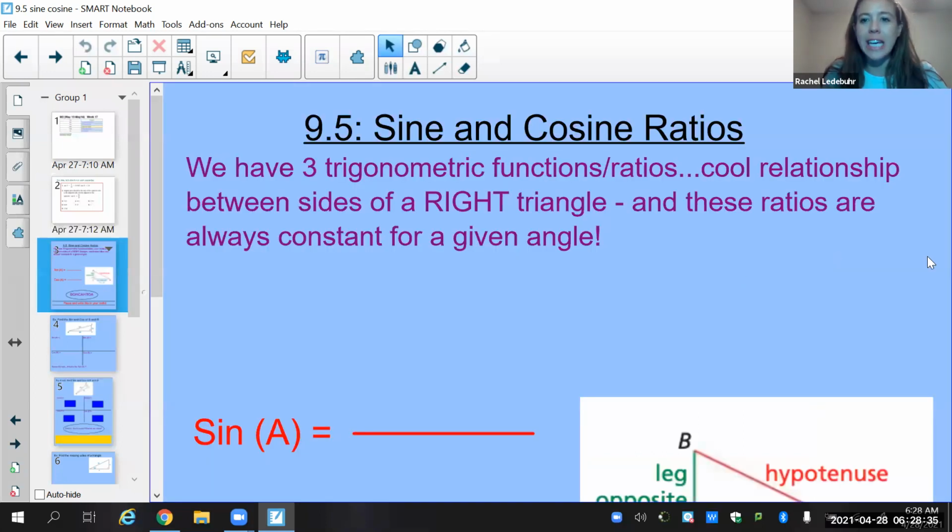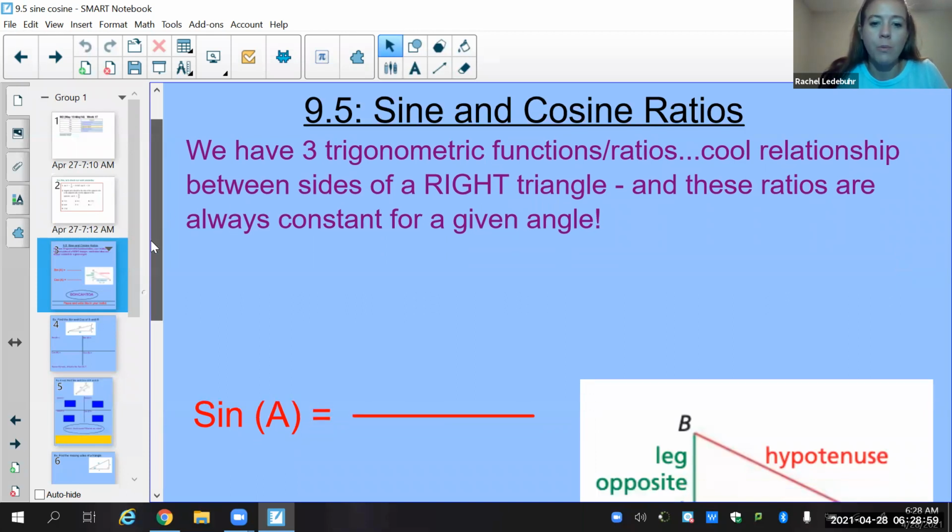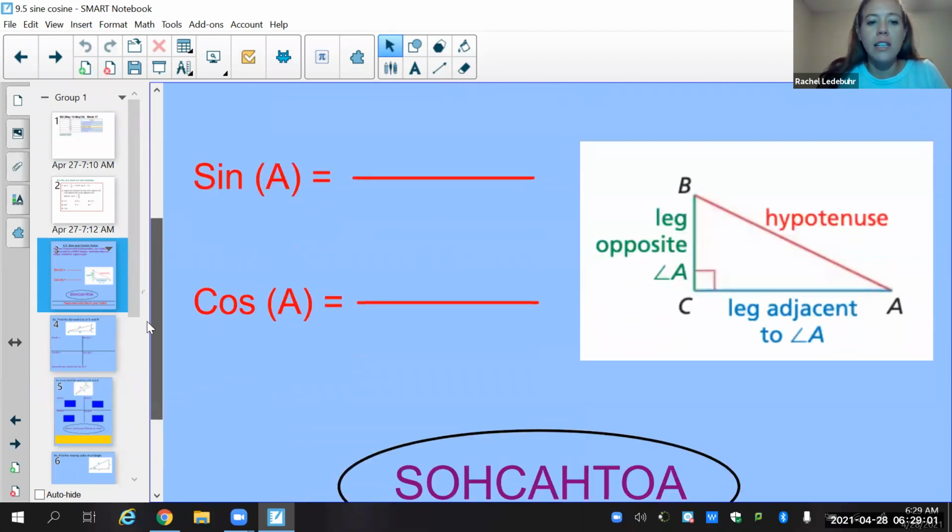Okay, we've been working with tangent for the past few days. And if you remember back to the last Edpuzzle, I said that we have 3 trigonometric ratios that are these cool relationships between the sides of a right triangle. And we just kind of wrapped up tangent, and we've only been focusing on tangent. The other 2 are sine and cosine. So we're going to be focusing on that for the next few days. Okay. So what are sine and cosine?